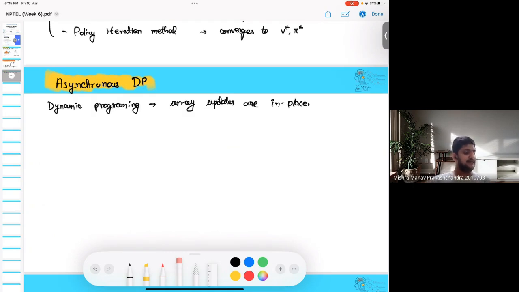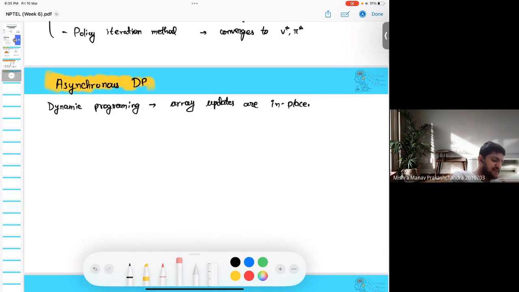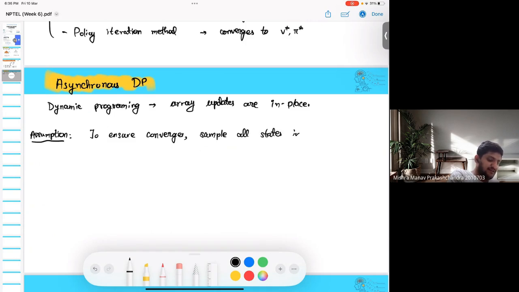Here there is one simple assumption. In asynchronous DP, the assumption is needed to ensure convergence. It turns out this method also converges, and to ensure convergence, the thing is that we sample all states infinitely often.